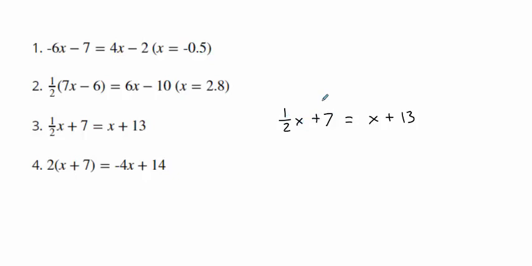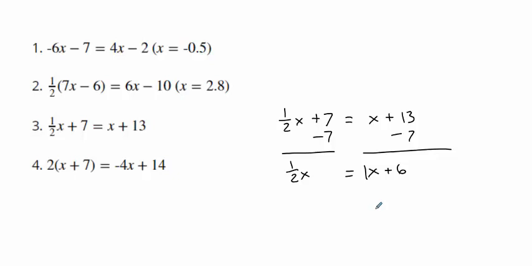I think what I'll do on this one is I'm just going to subtract 7 from both sides. Now I have 1/2 x is equal to x plus 6. All right, now remember, if there's no number in front of the x, it really means there's a 1 there.